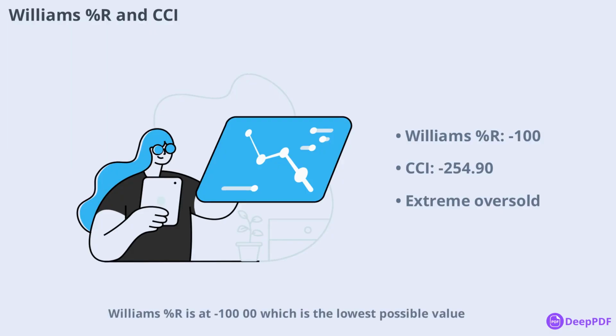Williams %R is at minus 100, which is the lowest possible value, indicating extreme oversold conditions. The Commodity Channel Index, CCI 20, is at minus 254.9, also deep in the oversold territory. These indicators suggest that the stock is heavily sold, but as with other signals, there's no guarantee of an imminent bounce.